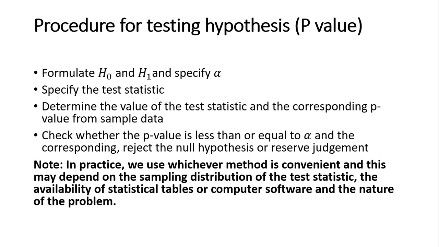Like if you're using STATA or a computer, you may decide to use computer software, because it automatically tests for the p-value. But if you're computing it manually in class, it becomes better to use statistical tables. Is that understood?